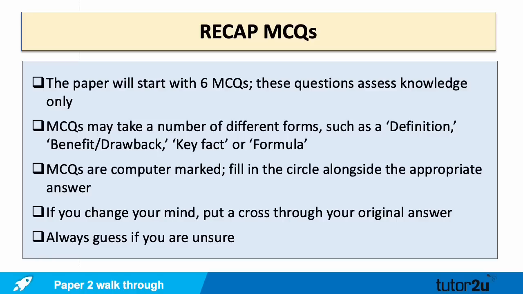MCQs are computer marked. You need to fill in a circle alongside the appropriate answer that you think is correct. If you change your mind, put a cross through your original answer, and if you change your mind again and you want to go back to your first answer, then you just put a circle around the box. All those instructions are included at the start of your exam paper, but if you know that information now, it will just save you time in the exam. Always guess if you're unsure. There's a 1 in 4 chance of getting the answer correct, so make sure you always guess.